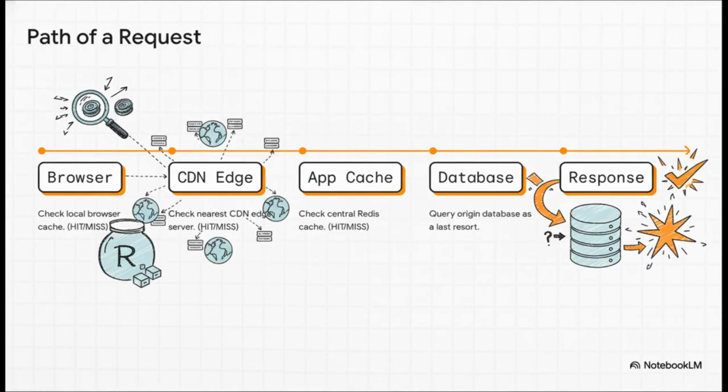So here it is, the full journey. Your browser first checks its own private cache. If it's a miss, the request goes out to the nearest CDN edge server. If that's a miss, it finally travels to your application server, which then checks its Redis cache. Only if all 3 of those caches miss does the request finally hit the origin database as a last resort. And then, as the response travels all the way back to you, it populates each cache layer it passes through, making it much more likely the next request will be a hit.